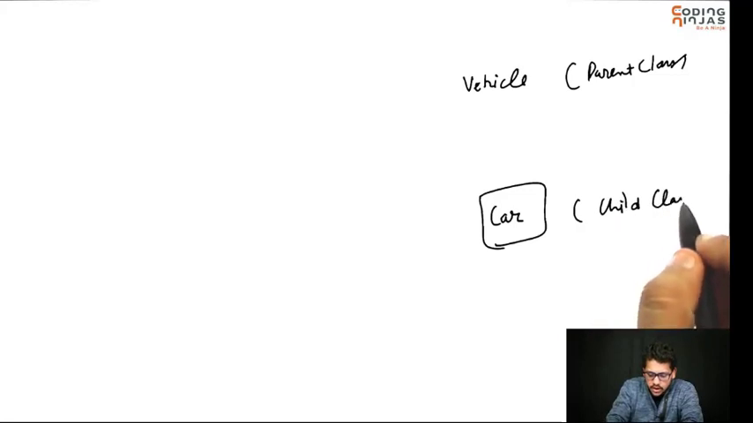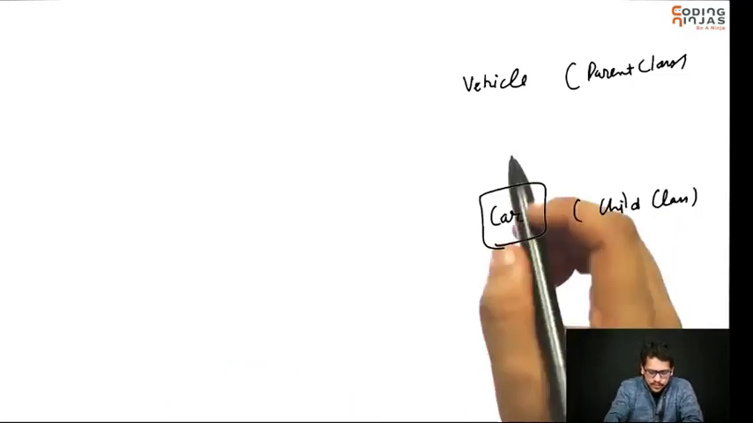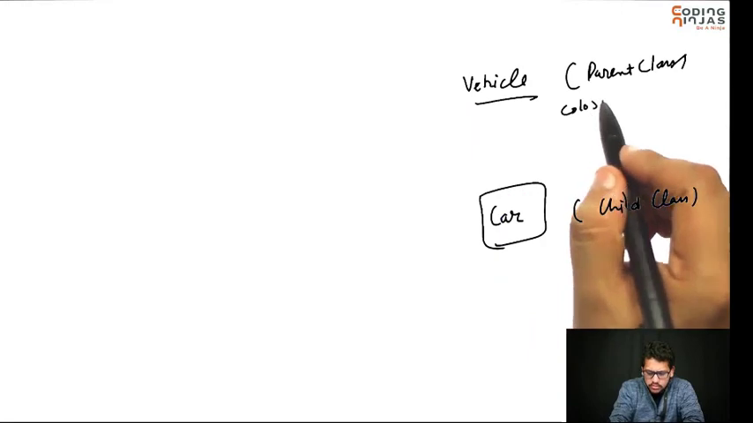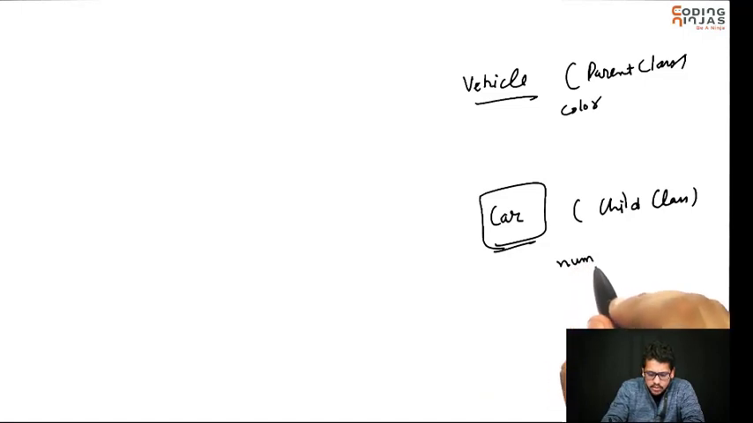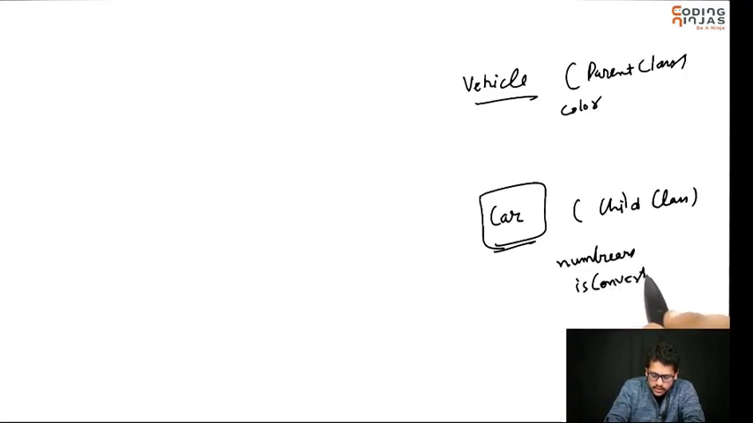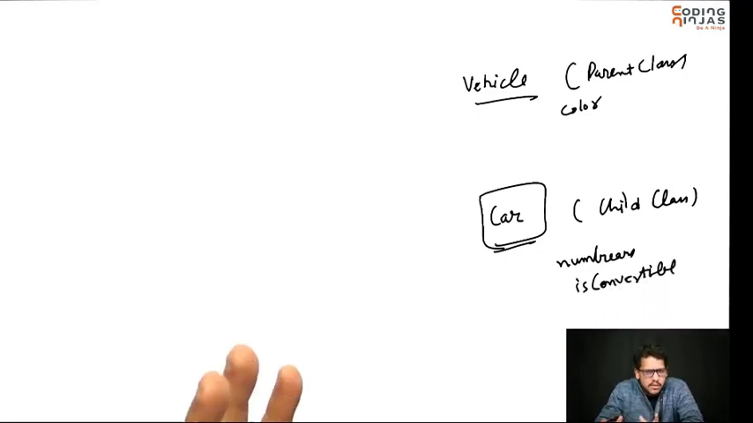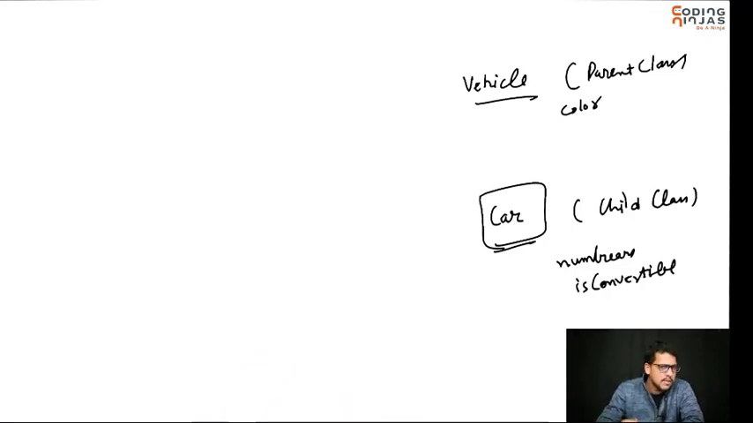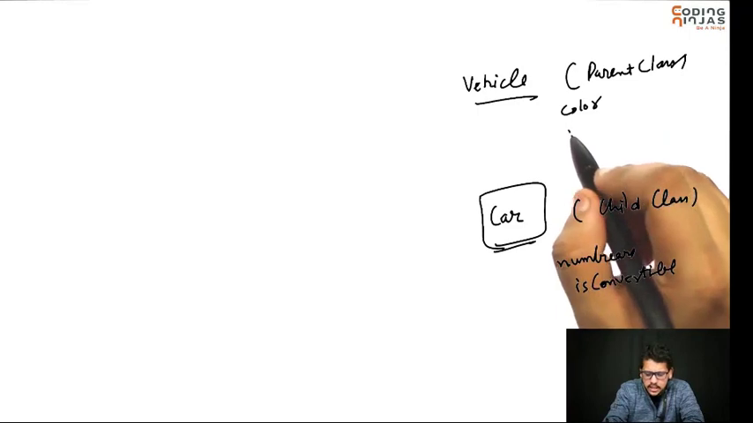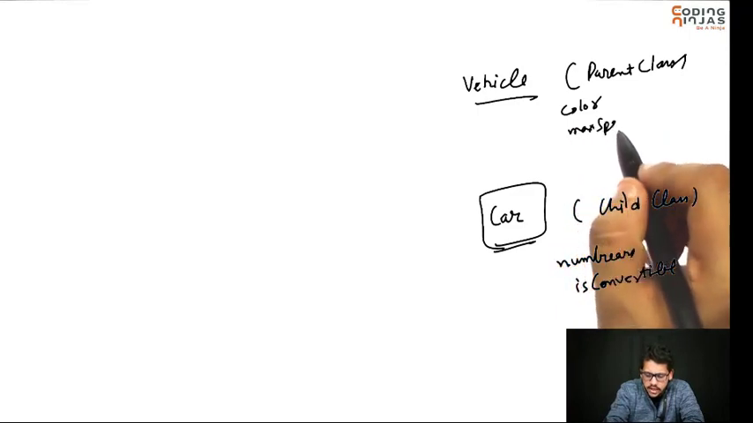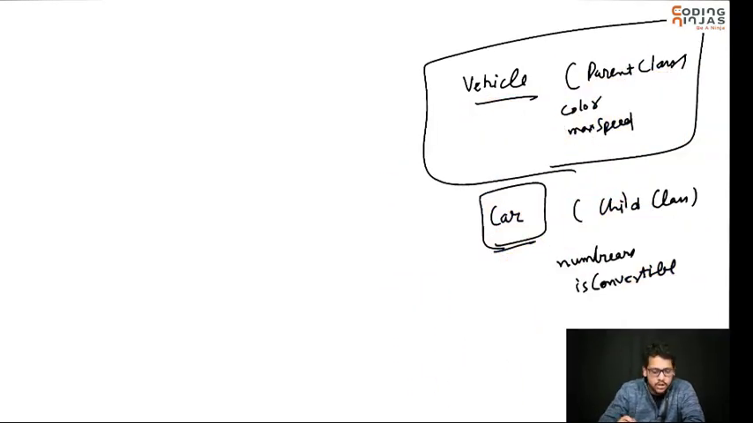Every vehicle will have properties like color. Car will have number of gears as a property, and it will have, let's say, is convertible as another property. Every car will have number of gears, and is convertible can be a property of any car. Color or any other property, let's say max speed, every vehicle will have a max speed. So these are the properties which are associated with vehicle.